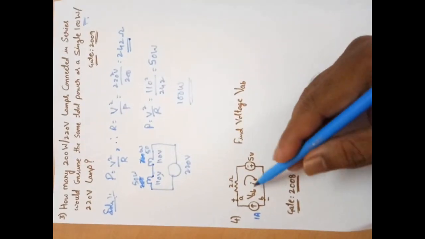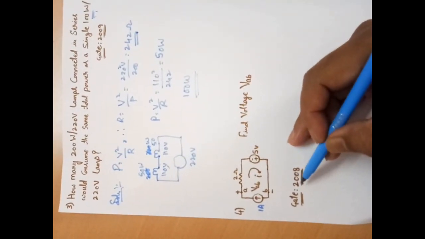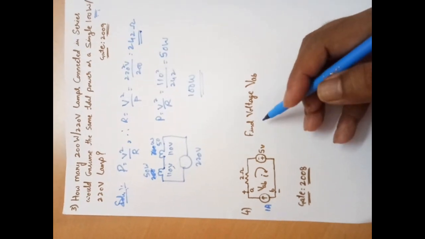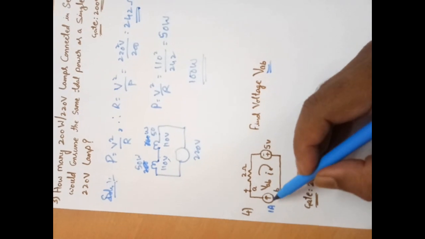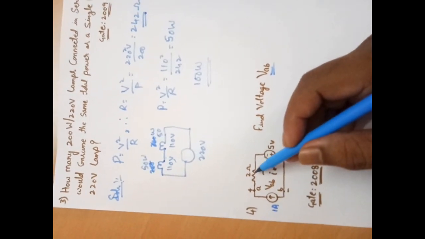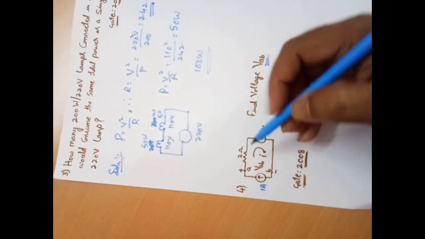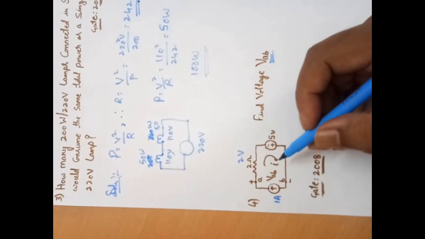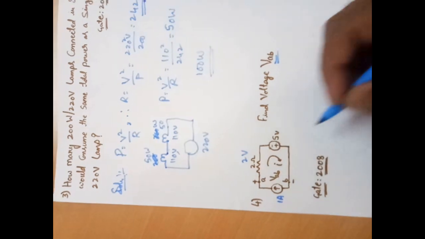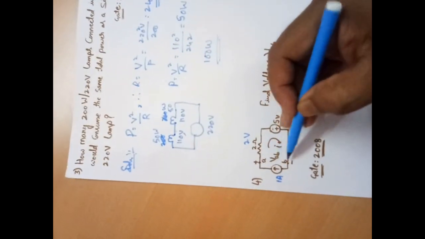In this example, the circuit is given. It was asked in the year 2008. They asked you to find VAB. It's a simple circuit, and 1 amp current is flowing in this 2 ohm resistance. So we can say the voltage drop across this will be 2 volt, because I into R is voltage. Now let's apply KVL and see how to find the voltage across A and B.